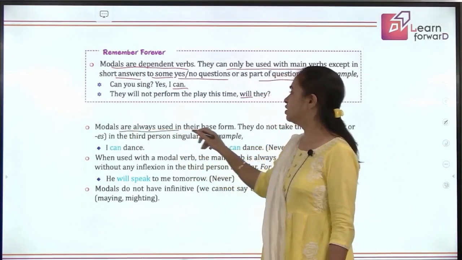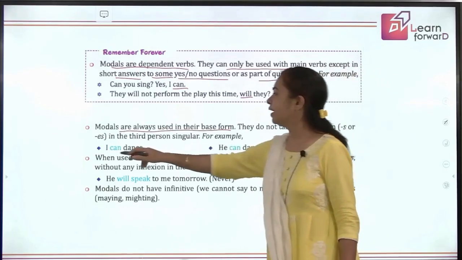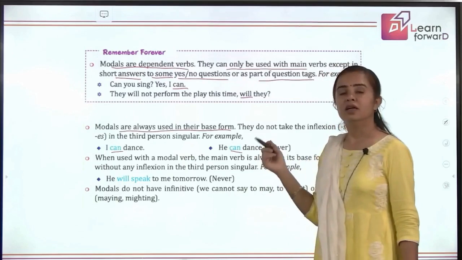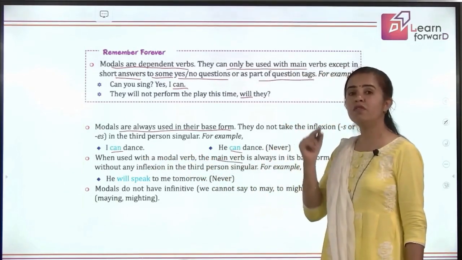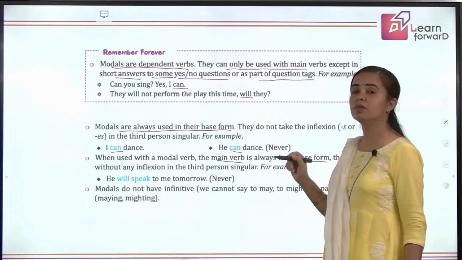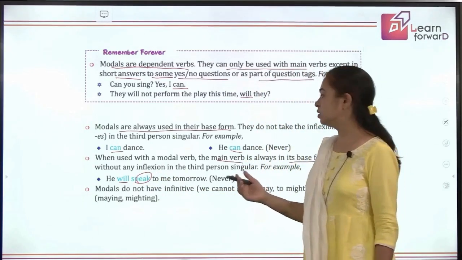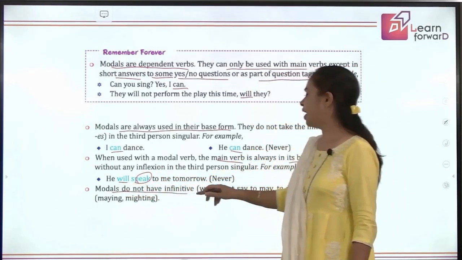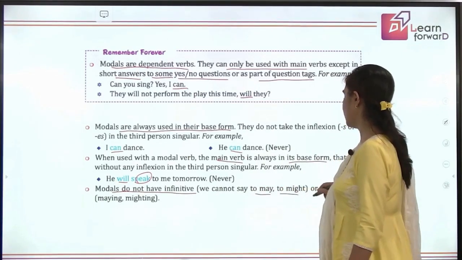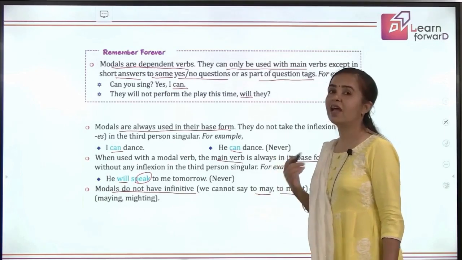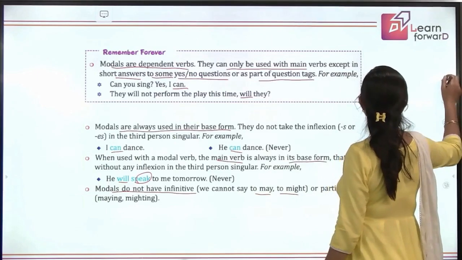Modals are always used in their base form, so we don't change them in tense. Like I can dance, he can dance. It will be like that only. When used with a modal verb, the main verb is always in its root form, the base form, the first form of verb. Like he will speak to me tomorrow. So speak is in its root form. And then modals do not have infinitive. They do not have the to form. We cannot say to may, to might. Though these are verbs, we cannot say to may, to might. So they do not have the infinitive forms.